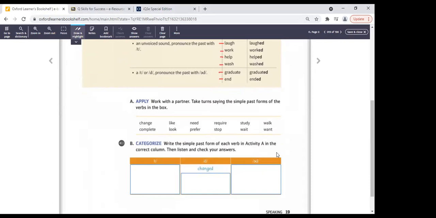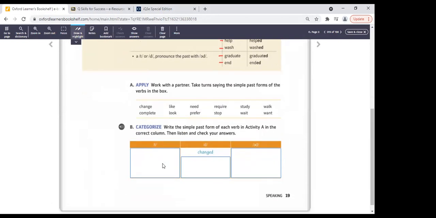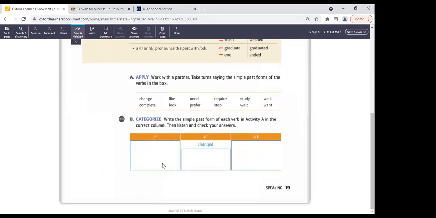I'll put you into groups, and with these words: change, complete, like, look, need, prefer, require, stop, study, wait, walk, and want, we're going to turn them into the past. We will do all the activities. With these words, we're going to add the ed and turn them into the past simple. You need to think: will it come into the t category, or the d category, or the ed category?